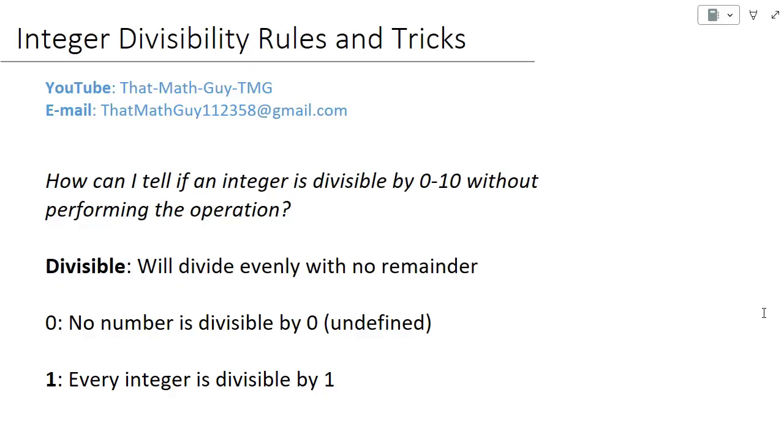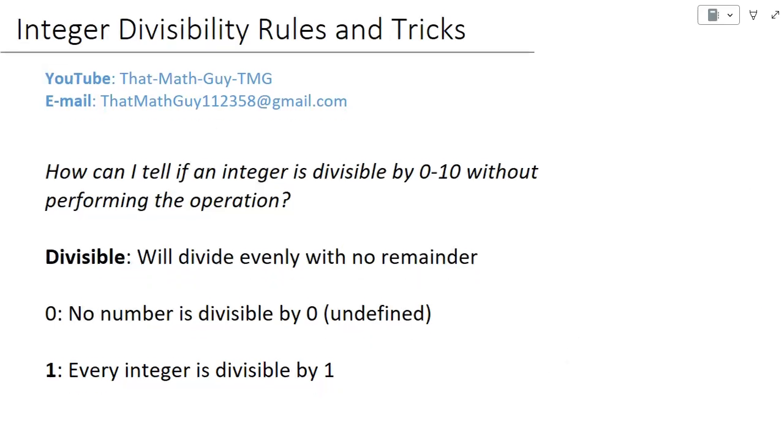Today's kind of a quick one, just some integer divisibility rules and shortcuts. We're really trying to figure out how we can tell if an integer is divisible by numbers up to 10 without actually performing the operation, without doing the division or going to the calculator. Divisible just means this number will divide evenly with no remainder, with nothing left over, no decimal, no remainder, nothing like that.